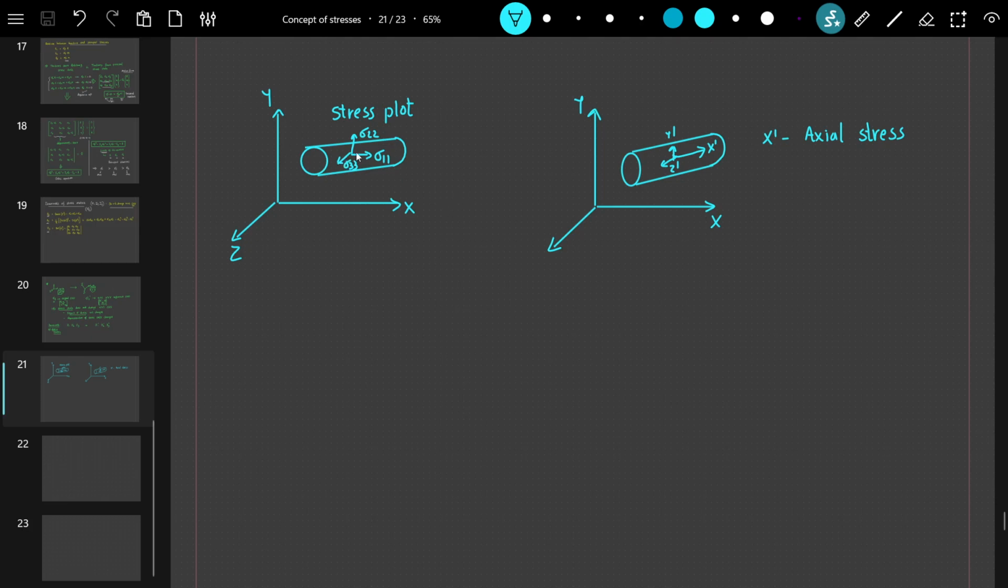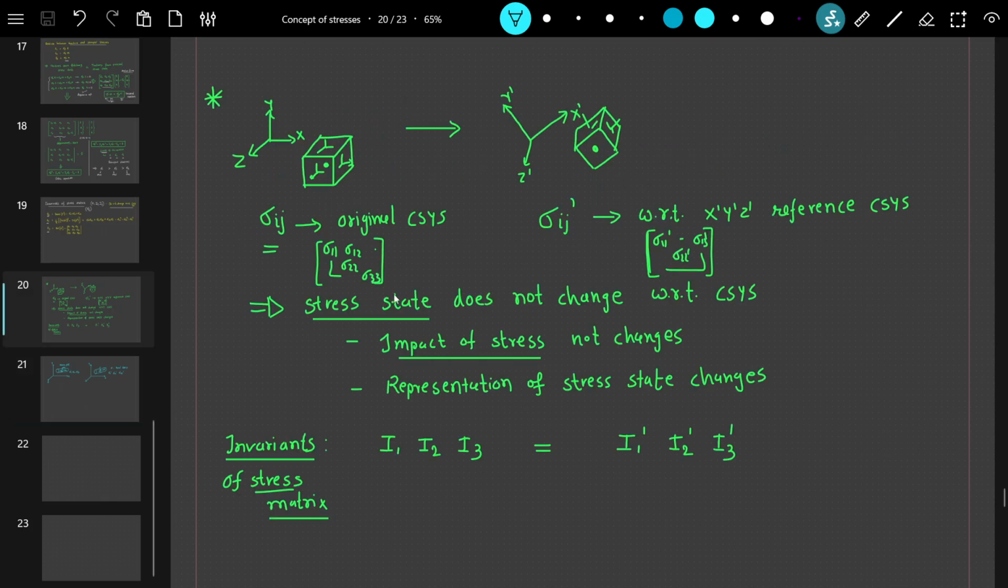So that's what we are doing here. The stress is not changing, only its representation is changing. Now here we will have sigma 11', 22', 33', and in the global system we have sigma 11, 22 and 33 and other shear stress components as well. So these stress components are changing, but the impact of stress is not changing. That's what we are saying: the stress state does not change with respect to coordinate system. Only its representation is changing.